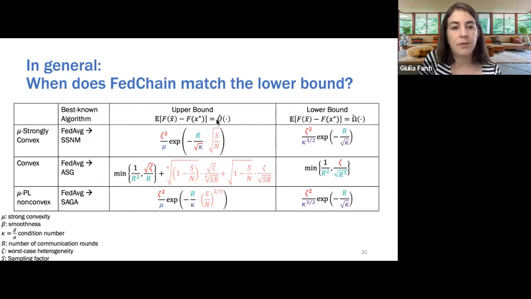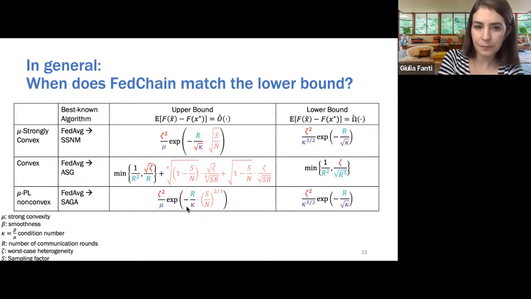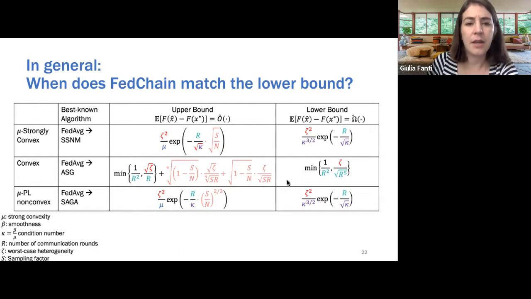up to this factor of root S over N in the exponent. And in the mu PL non-convex setting, which is like mu strongly convex, we also get close to lower bounds up to factors of kappa. So here we have a root kappa in the lower bound and a kappa in the upper bound. So these don't exactly match, but if we treat kappa as constant, it's okay. In the general convex setting, the upper and lower bounds do not match, but this expression ends up being the tightest convergence rate with sampling to date.